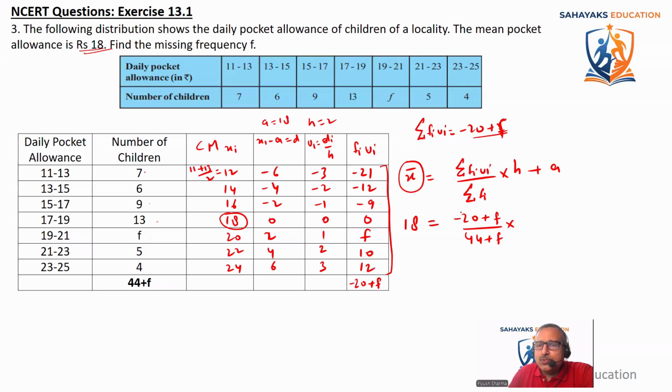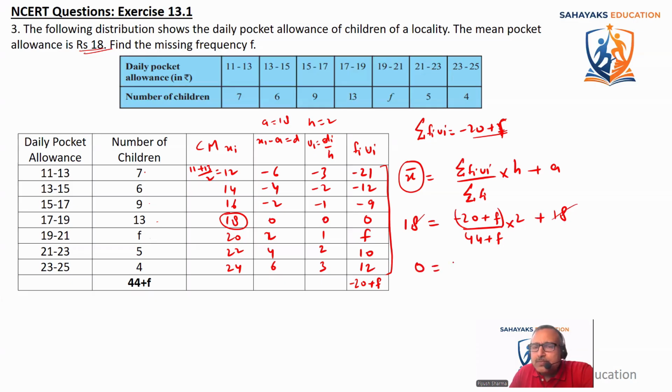H we considered as 2. So we'll multiply this value by 2 plus a. A is the assumed mean, and we considered the assumed mean as 18. So 18 will cancel out with 18. It becomes 18 minus 18, which is 0.